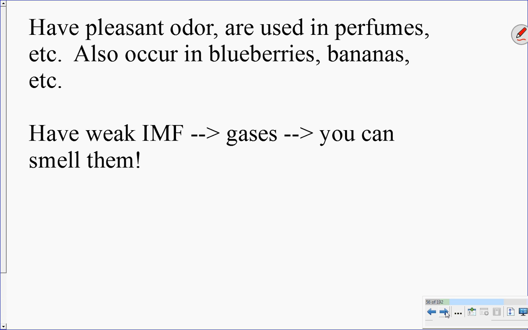They occur in nature in blueberries and bananas. You can actually create artificial flavors that are these molecules. They have pretty weak intermolecular forces, which allow them to become gases and have strong scents and things like perfumes and food additives.